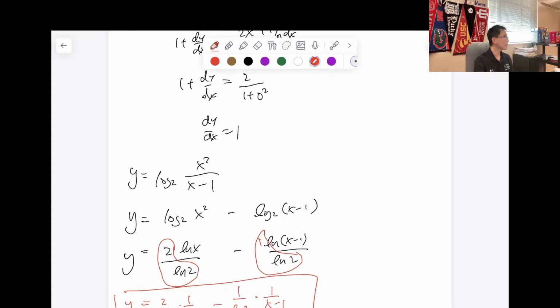Yes? So why is it natural log of natural log before you derive it? Because of changing base. Log base b of m is equal to natural log of m over natural log of b.